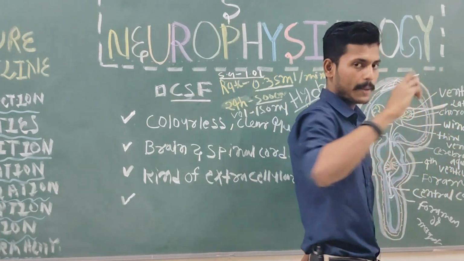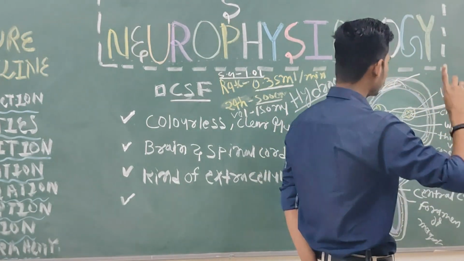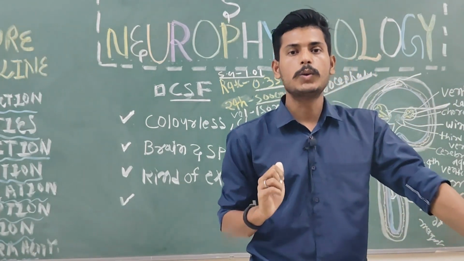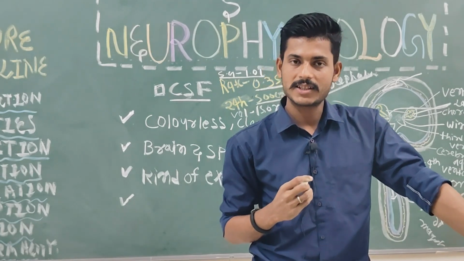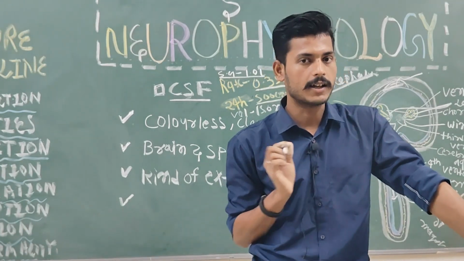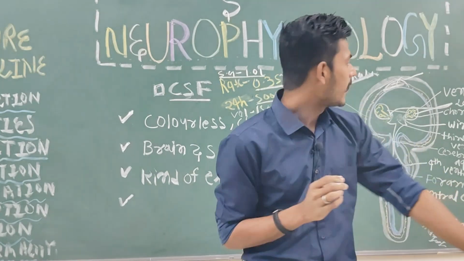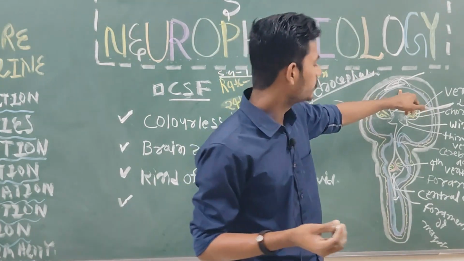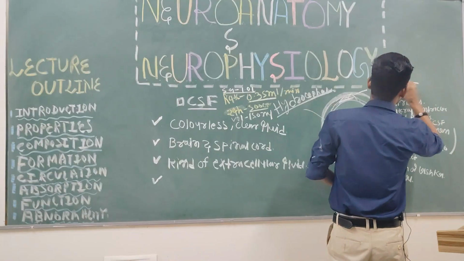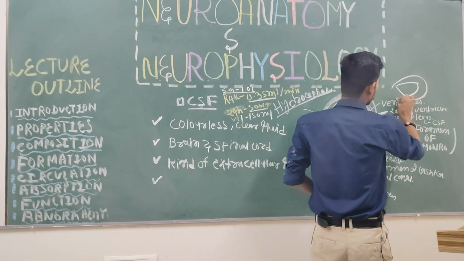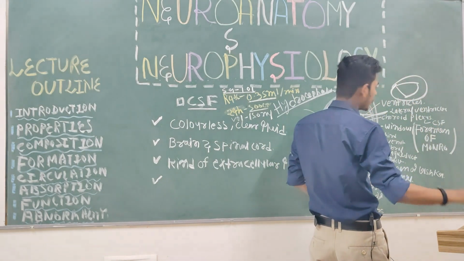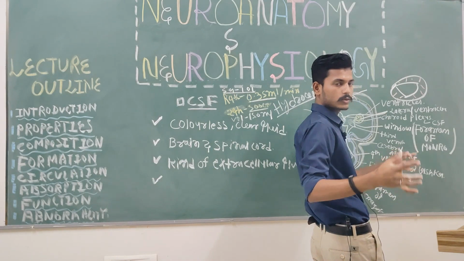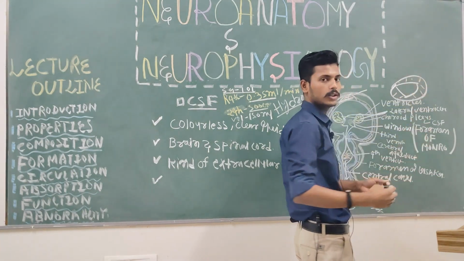So write it down. Absorption of CSF is done in the dural venous sinus by a specialized structure that's called the arachnoid villi. Sometimes the arachnoid villi are also called arachnoid granulations. See, this is your drainage house, the dural venous sinus, and there is a presence of arachnoid villi. These villi are specialized to take the CSF and drain it into the dural venous sinus.